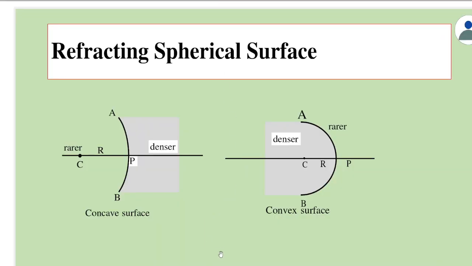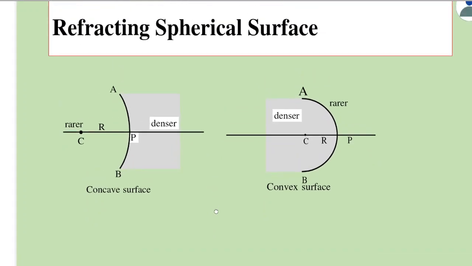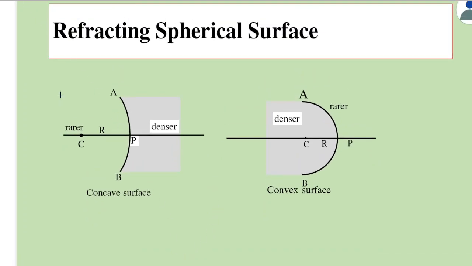Now here are diagrams of the two surfaces. The first one is called a concave refracting surface. That is, there is a solid transparent medium. For example, here this whole thing is the medium, and also here in this case this whole thing is the medium. Examples of these are lenses. We will see what these are in the next lecture.